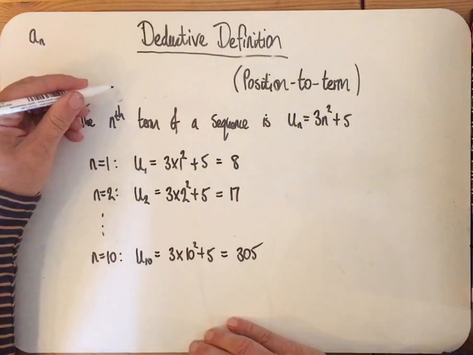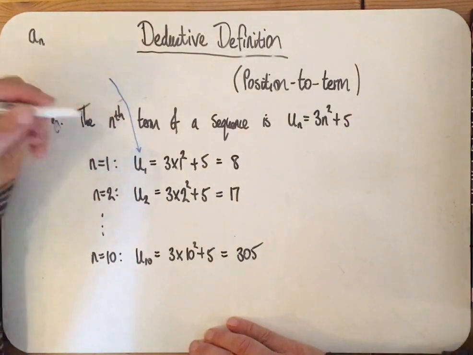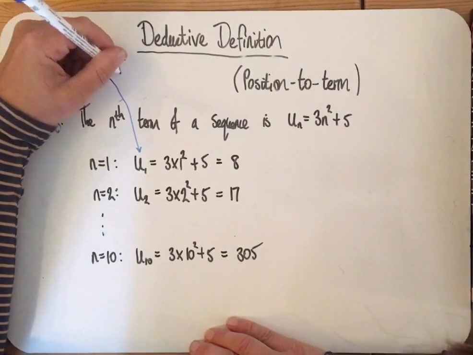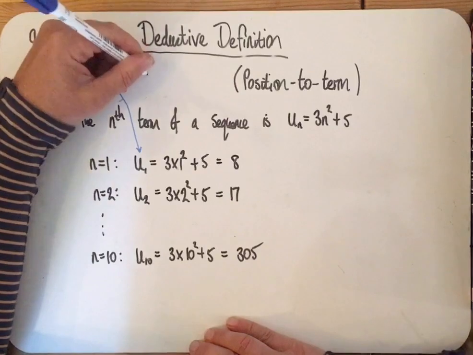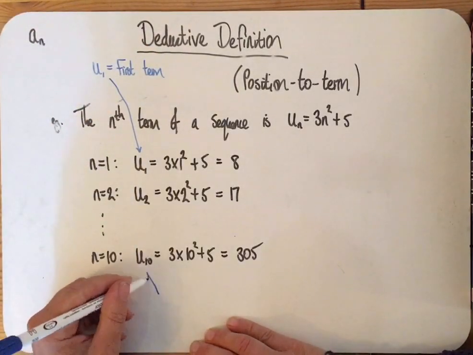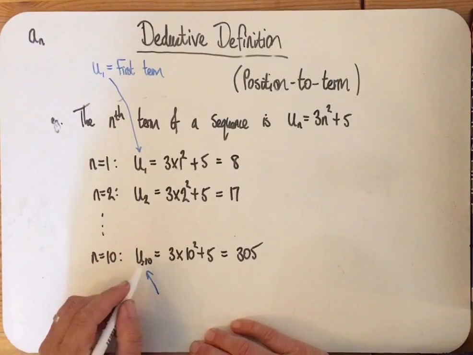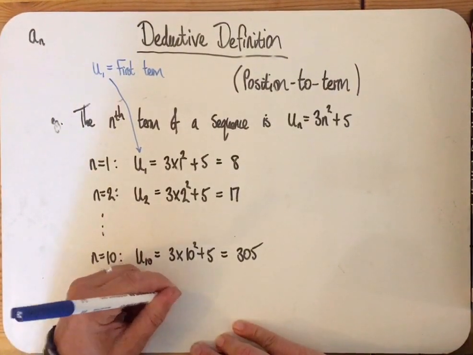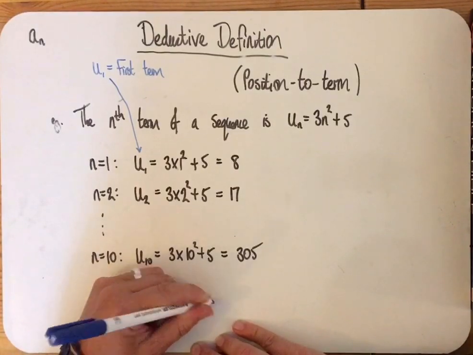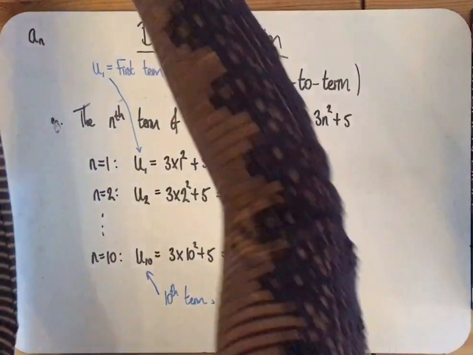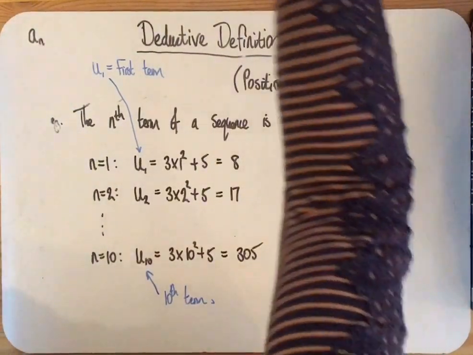Something just to get clear, u1 is notation for the first term. You need to make sure you understand the notation. u2 is the second term, u10 is the 10th term. So the 10th term is 305. So yeah, please get used to that notation. It makes the next definition a lot easier, more than anything else.